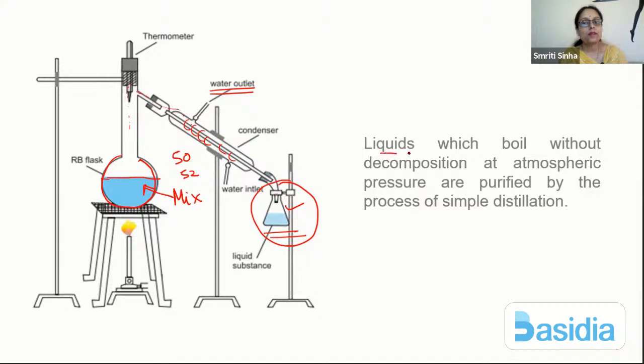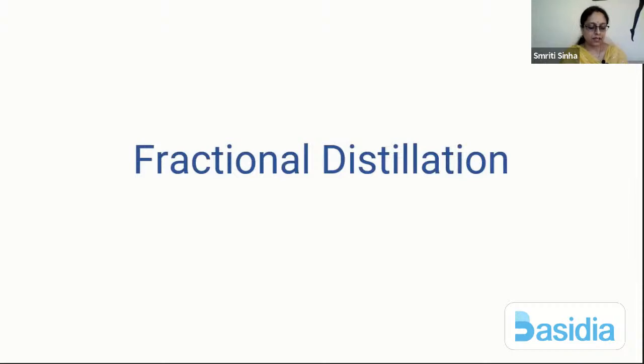So here liquids actually boil without decomposition at atmospheric pressure. Those liquids can only be purified by this technique. For this technique, you need to remember one thing. You need such a liquid which does not decompose at atmospheric pressure. If your liquid starts decomposing at atmospheric pressure, that means you cannot use this technique because your liquid will be totally destroyed. Next is fractional distillation.